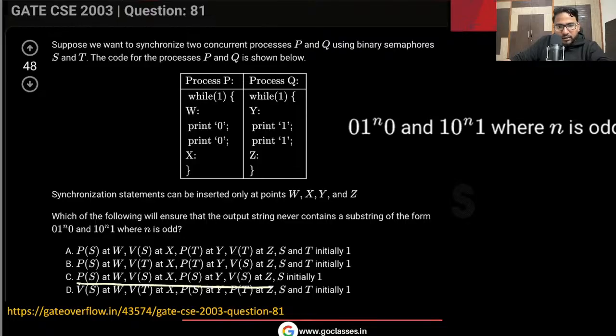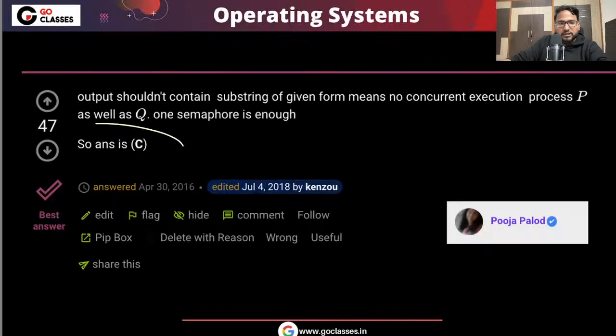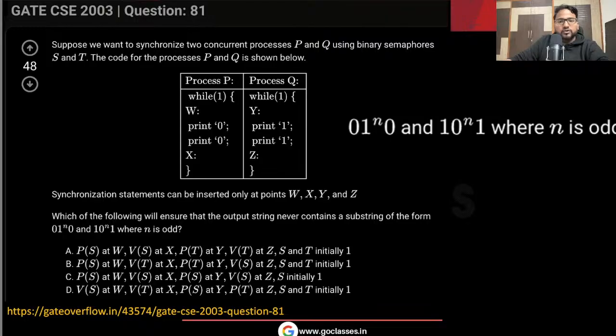So I think only one semaphore is good enough here. I think C could be the answer. C is the answer. Which means only one semaphore is good enough. This is just like a mutual exclusion problem. They twisted the words very carefully, so you just understand this. This is just like a mutual exclusion problem.